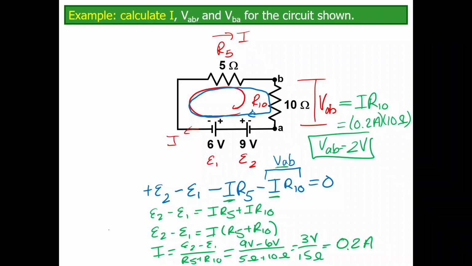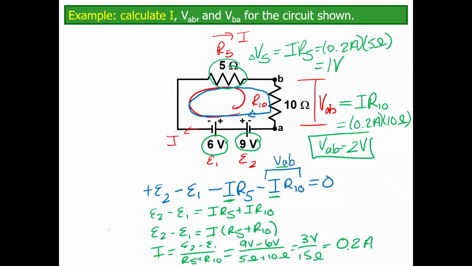If I was to check, since I know that my voltages all have to add up around this circuit, I can check to make sure I did this right, because the voltage drop across my 5 ohm resistor, I times R5, is going to be 0.2 amps times 5 ohms, and that just adds up to 1 volt. So my voltage rise is 9 volts. I have a voltage drop of 6 volts here, 1 volt here, and 2 volts there. So my voltage rises equal my voltage drops, because this guy acts like a voltage drop because it's going in the opposite direction.